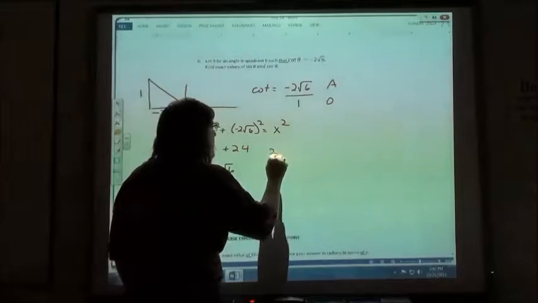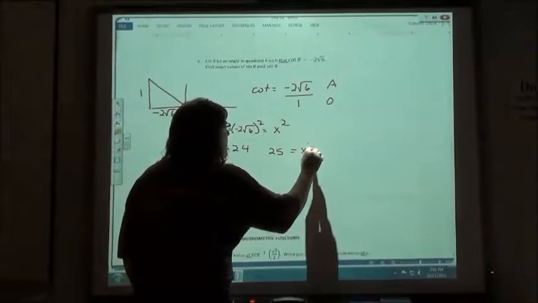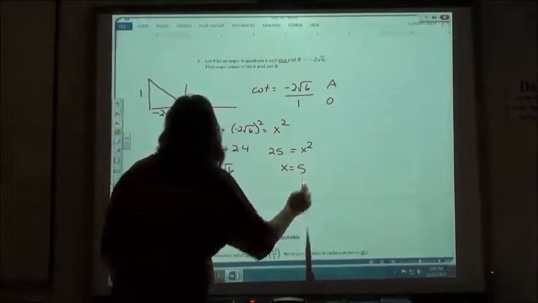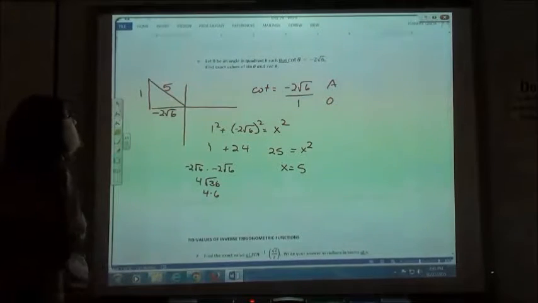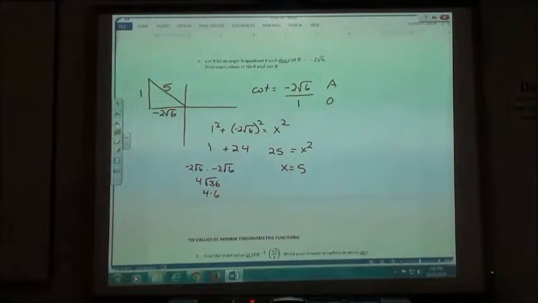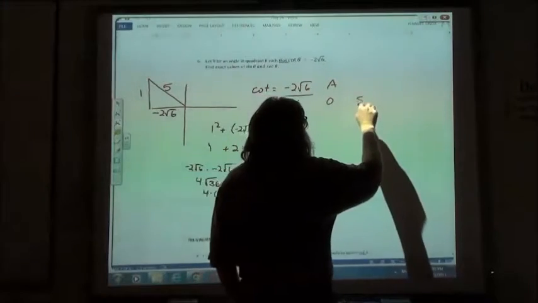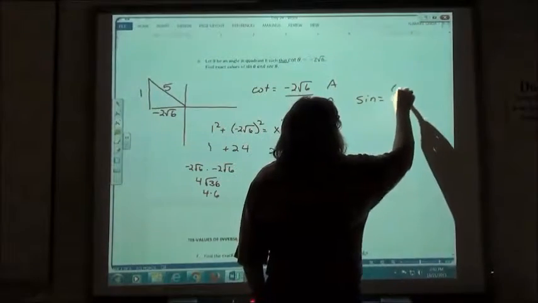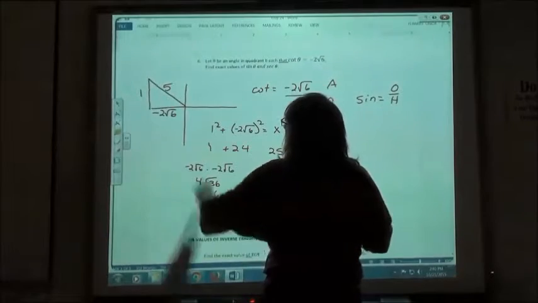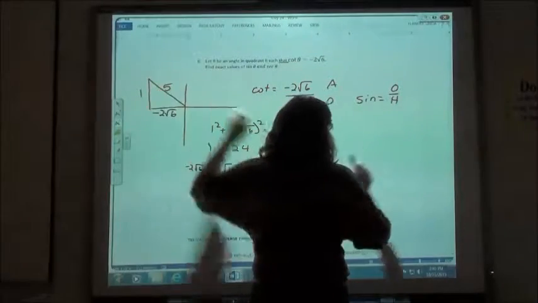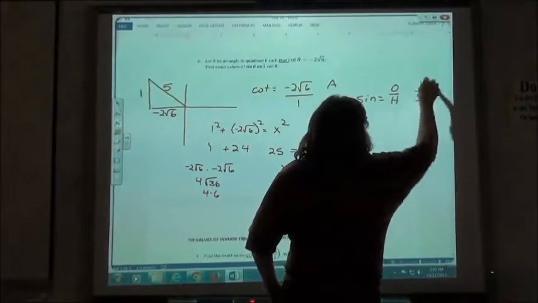One plus 24 is 25, and so x is going to equal 5. It is my hypotenuse, so it will be positive because my hypotenuse is always positive. I am going to do the sine. The sine is the opposite over the hypotenuse. So opposite over hypotenuse is 1 over 5.